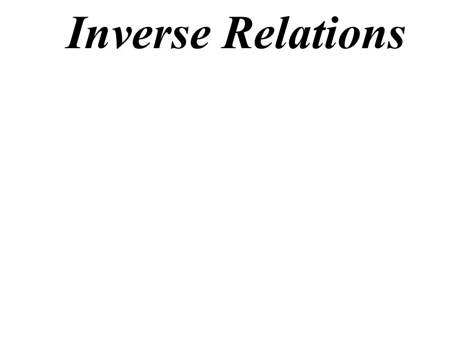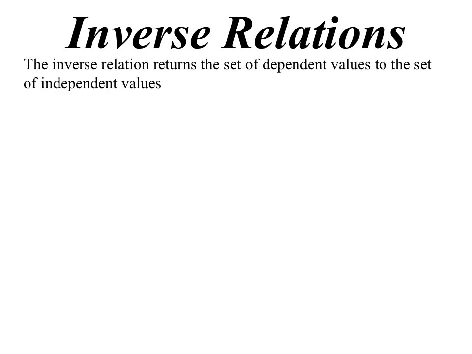In maths, our operations have inverses. Addition has subtraction, multiplication has division, and so on and so on. Well, so do our relations as well. So inverse relations. What an inverse relation will do is undo the relationship. So it'll return our set of dependent values back to the original set of values.